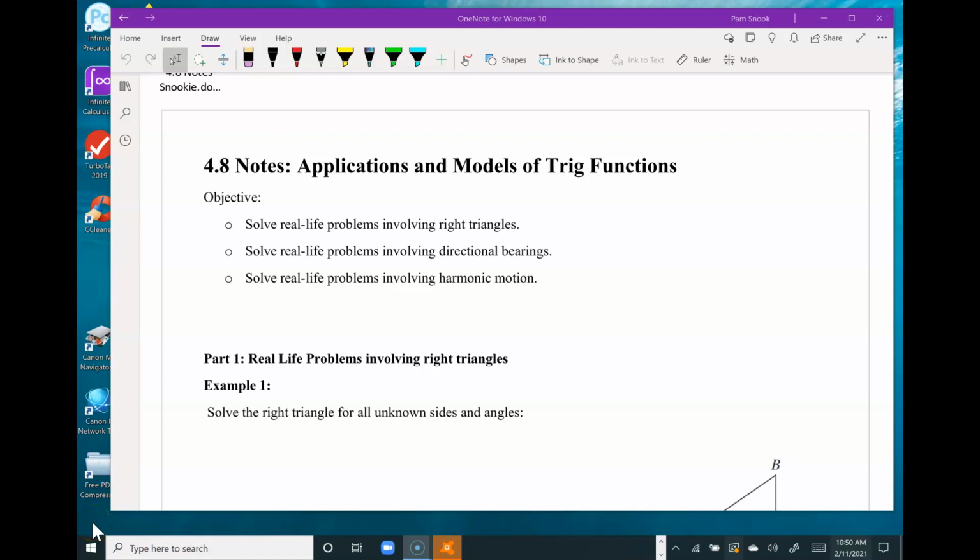Snook with section 4.8, Applications and Models of Trig Functions. This is our last section in chapter 4, and so after this we're going to review and then have a test. Our objectives are to solve real-life problems with right triangles, to solve real-life problems involving directional bearings, that's super cool, and to solve real-life problems involving harmonic motion.